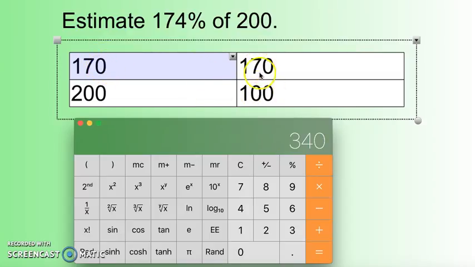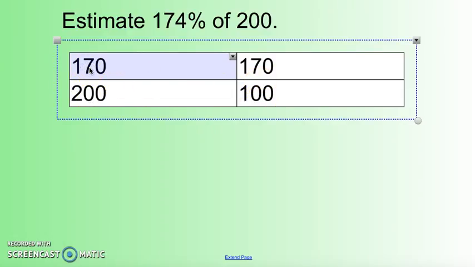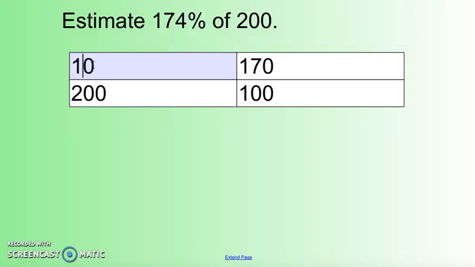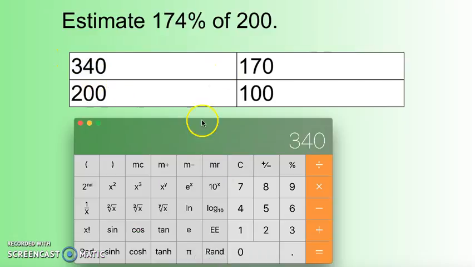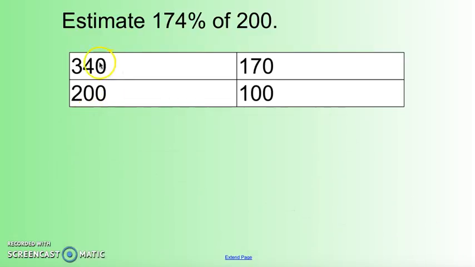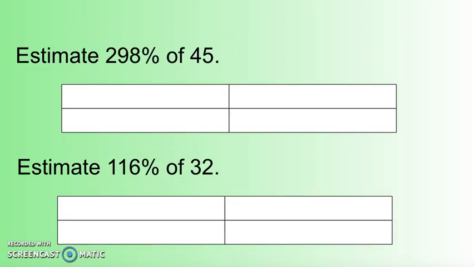I know that this is out of 100%, but this is out of 200. So I should have been able to double my amount to make them equivalent, and that's why I knew this was wrong. And I can always check my answer. 340 divided by 200 is 1.7. Is that the same as 170 divided by 100? Yes, it is. So my estimate of 340 is correct.